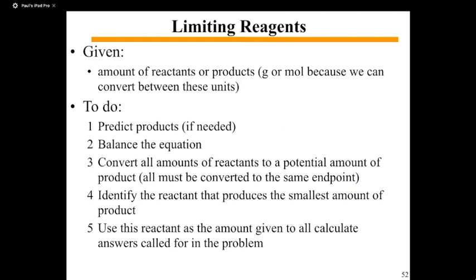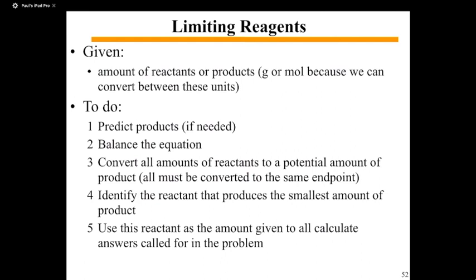Okay, we're given some sort of amount of reactants or products. We can be given an amount in grams or moles or micrograms because we can do some conversion factors. Okay, we have to predict the products if needed. So we had to predict what a sandwich was to do that. Then we had to balance that equation, and we did. Then you convert all amounts of reactant to a potential amount of products. All right? Usually you get to choose that. In CHEM-111, it will usually say it will produce something. So calculate to that one because that saves a step. Okay? But two separate problems get two separate answers.